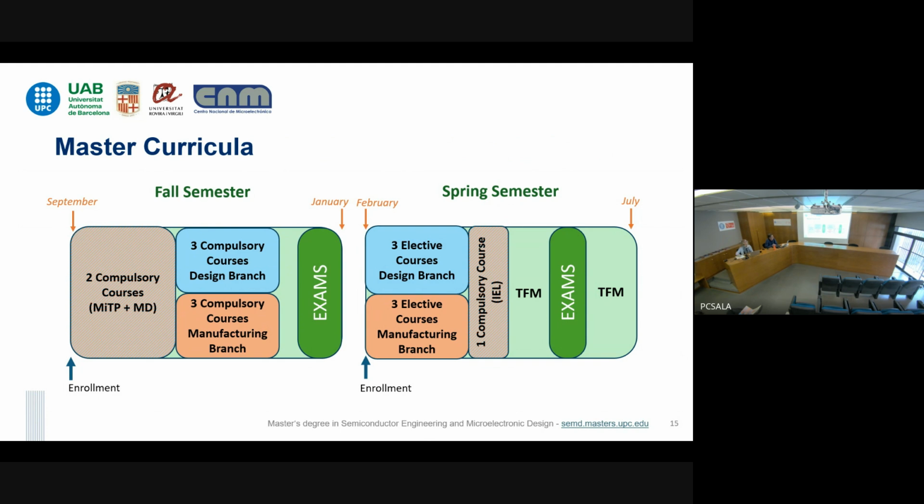That would end at the end of January, and then you would register for the courses in the second semester, which would be the elective courses and the compulsory course on innovation, leadership, and entrepreneurship. These mandatory courses would last until the end of May approximately, and then you would focus on the master thesis. In between you would have to do the exams, of course. But the idea is that during May, June, July, you work intensively on your master thesis and defend the thesis by the end of July.